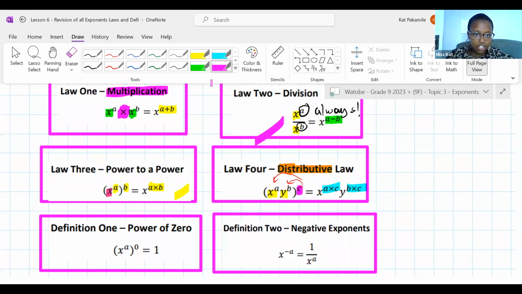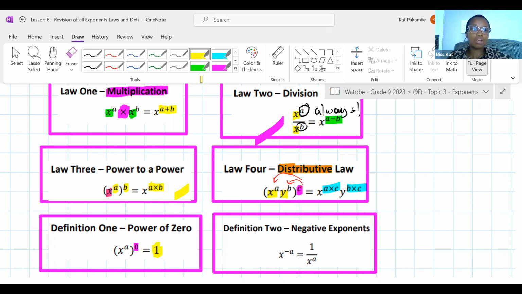Next definition. Okay. Now we are on definitions. This definition says power of 0. Anything you can possibly think of under the sun raised to the power of 0 will give you an answer of 1.